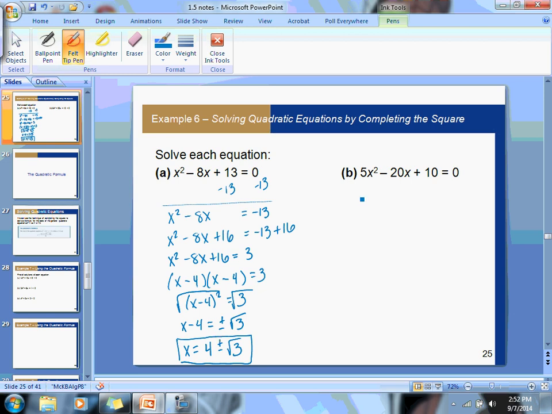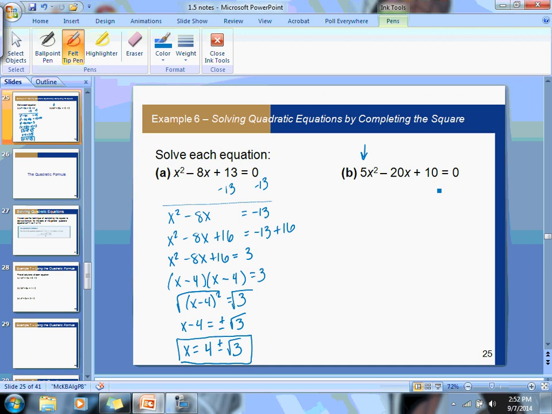Let's finish up example 6 part B here. And this one's a little trickier because we have a lead coefficient. We have that 5 out front. But I still can't find factors of 5 and 10 that'll get me to a 20. So if you try a guess and check method, you're not going to find them.